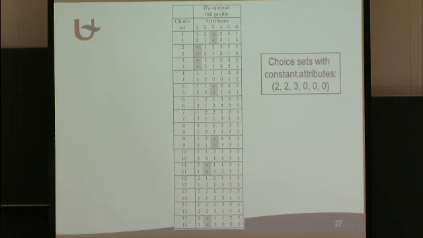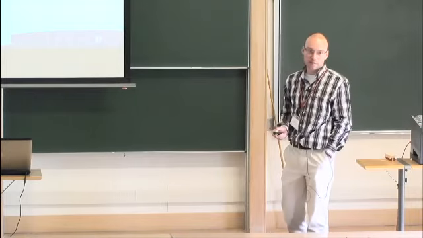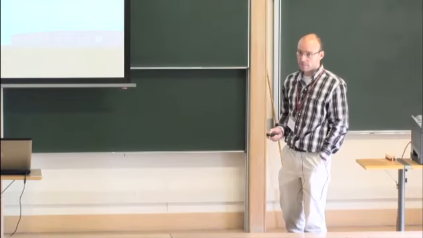And next to every design I will show you, we have put a 6-dimensional vector that indicates how often we hold each attribute constant. So here in this design, the first attribute is held constant twice. The second attribute is also held constant twice, the third one 3 times, and the last 3 attributes are held constant in none of the choice sets.